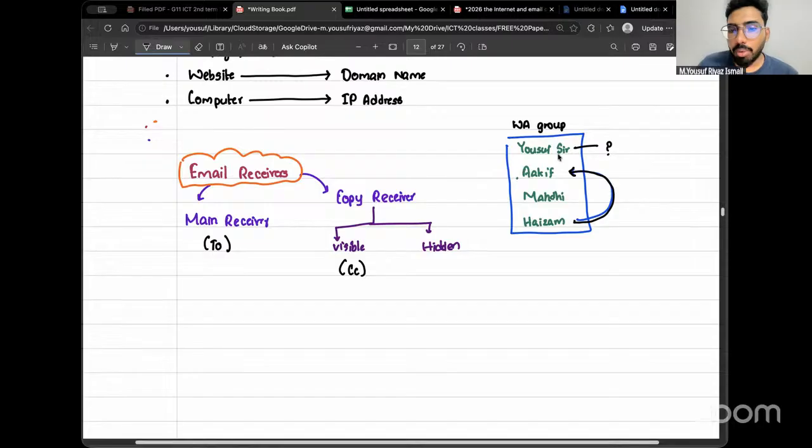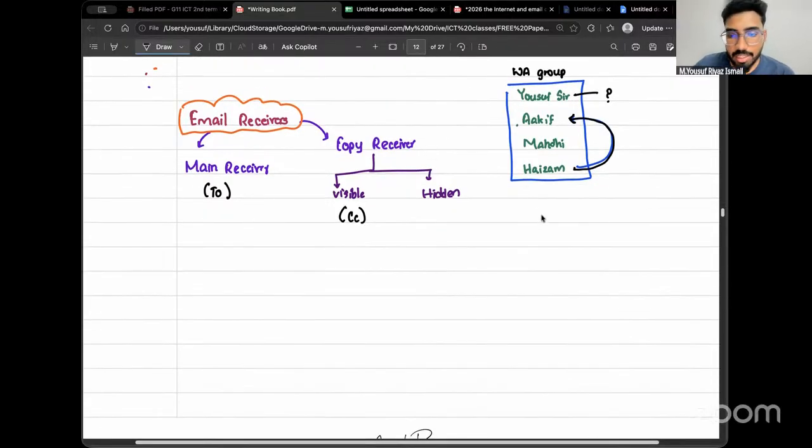Now, when you're sending a copy of the email, there are two types of copy: the visible copy and the hidden copy. When I'm sending an email, if I add a person's email address in front of the CC section, then everyone will know that he got a copy. For example, everyone in this group knows that Yusuf sir can see the message. But if that person's email is in front of BCC, then no one will know I got a copy.